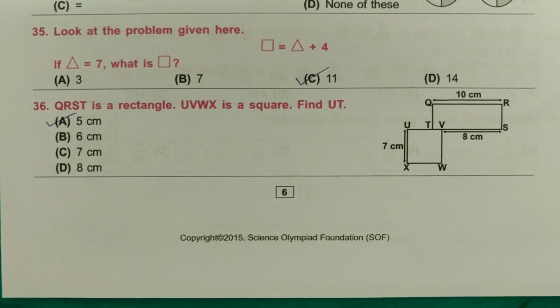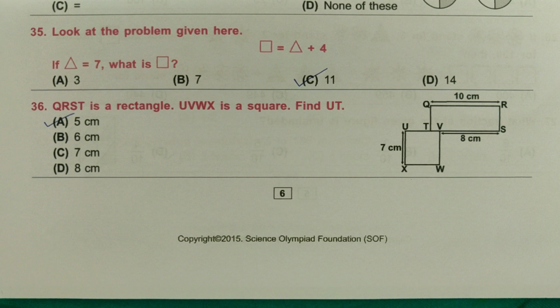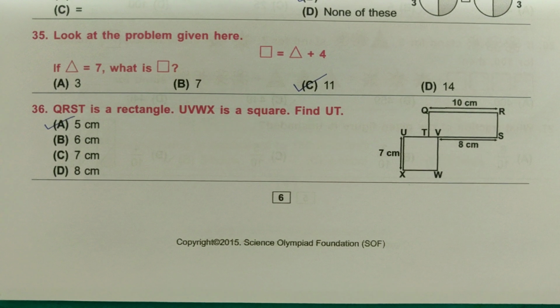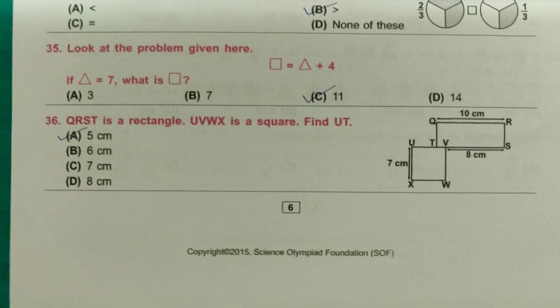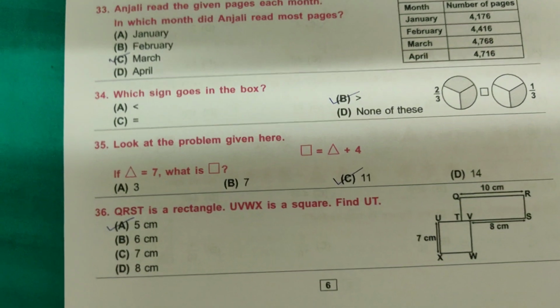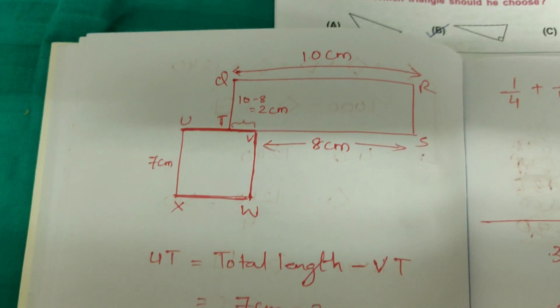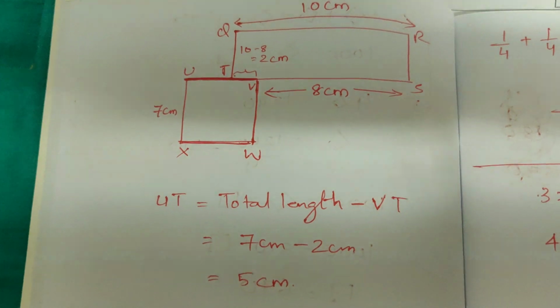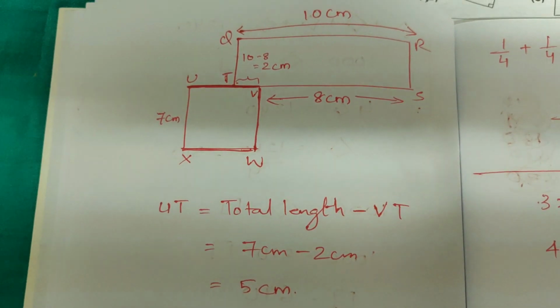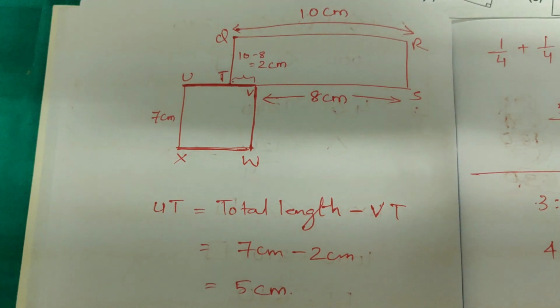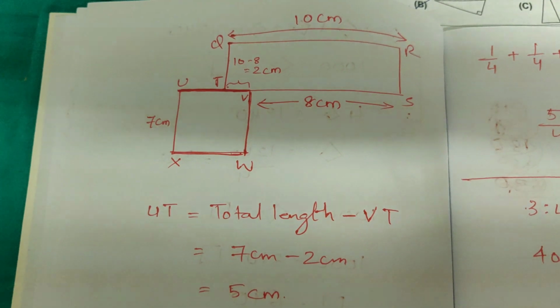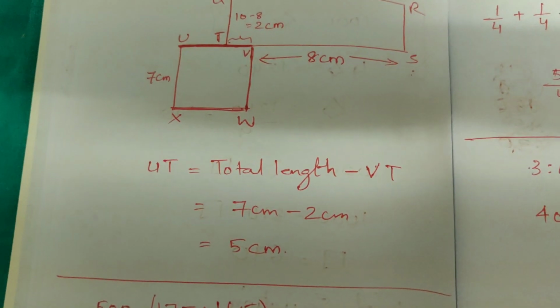36th one. QRST is a rectangle, UVWX is a square, find UT. UT is 5 centimeters, A-bit. Let's see how to solve this. 36th. This is the figure given to us, and UT equals total length minus VT. So 7 centimeters minus 2 centimeters equals 5 centimeters.